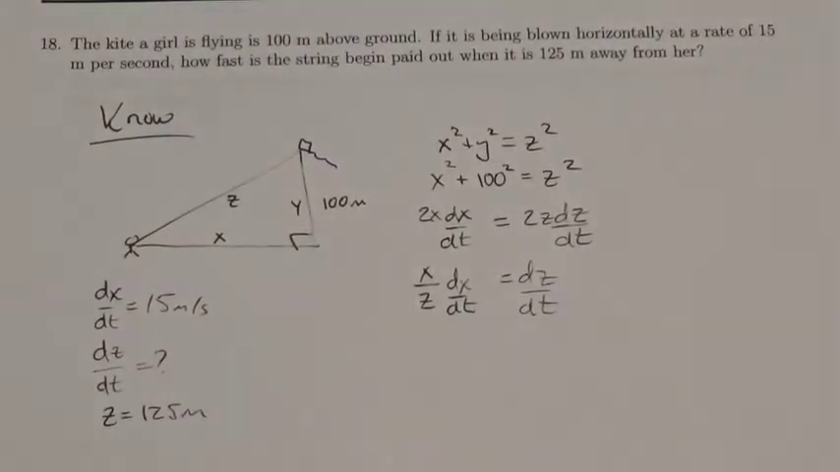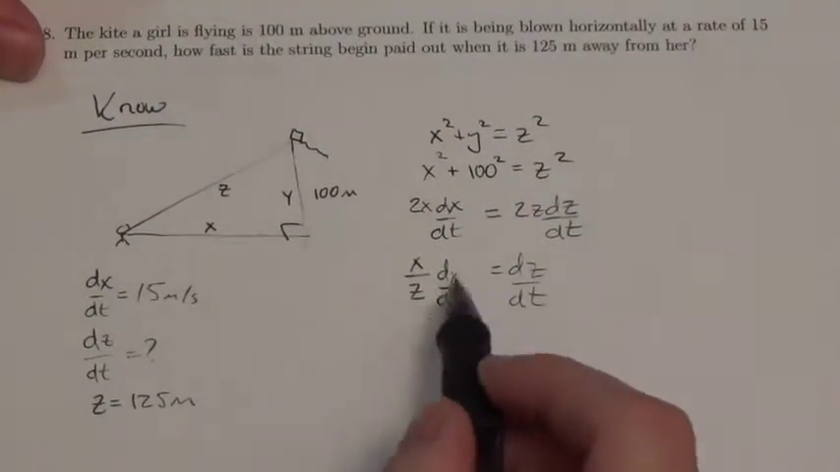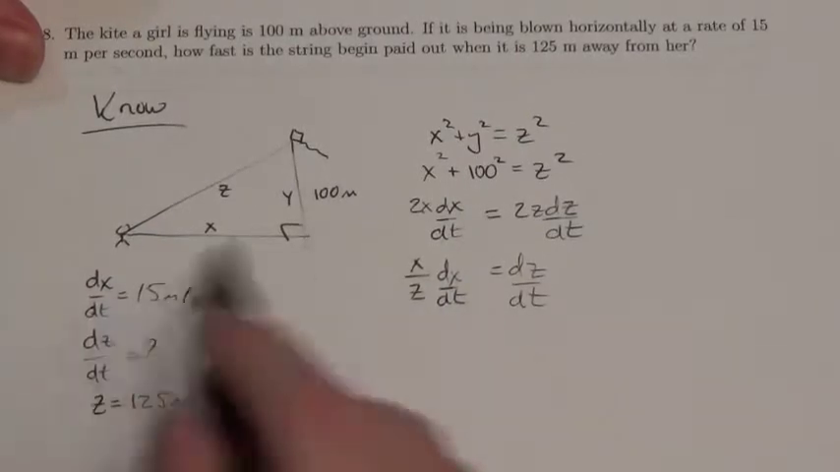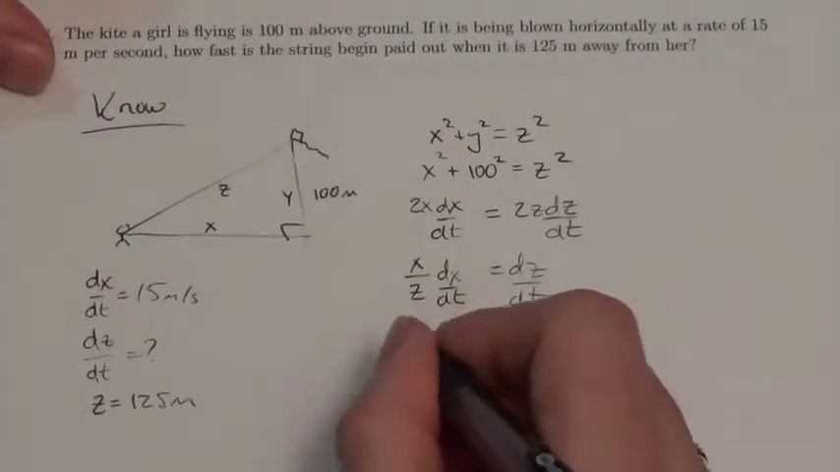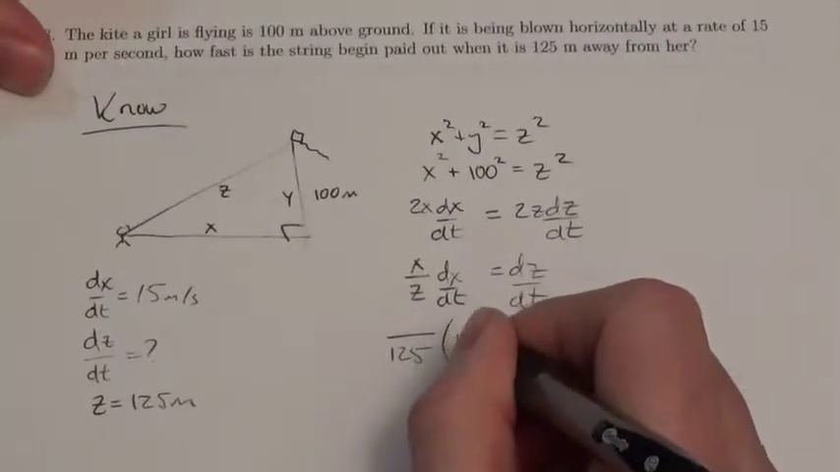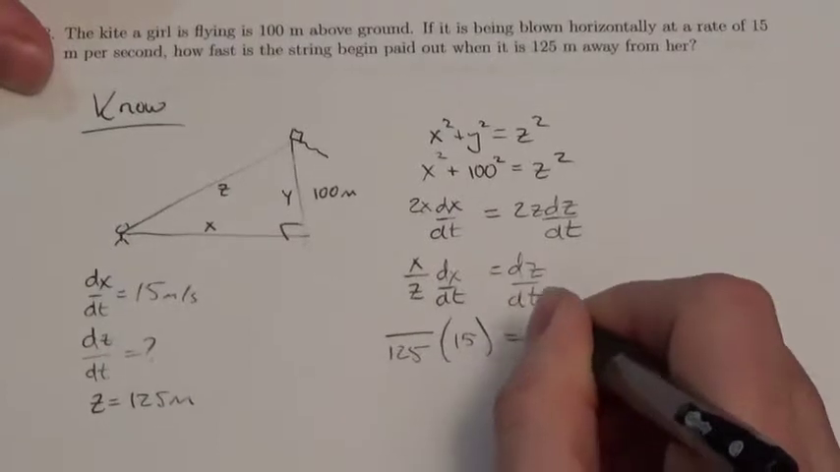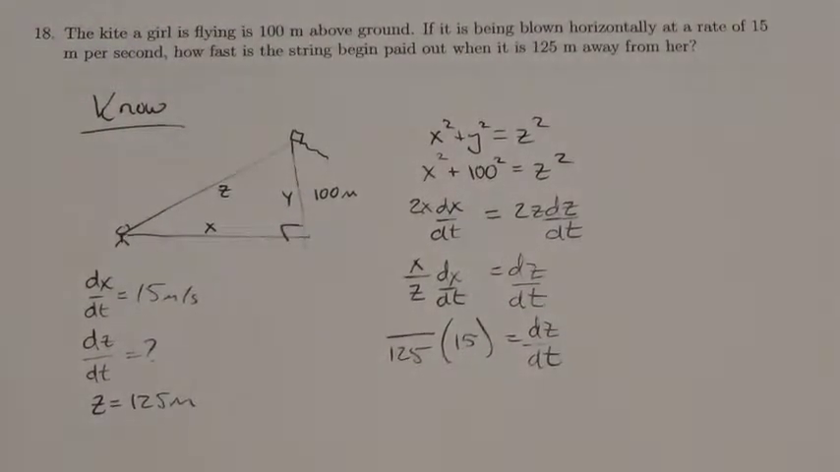Okay. Now, this is a pretty standard sort of situation here. We know, in this particular case, that dx/dt is going to be positive 15. We also know that z is 125, so we know that this is going to be over 125, and then this is going to be multiplied by 15. But again, and we've seen this before, what we don't know is one of the sides of the triangle at that particular point here. But that's okay, because we have the Pythagorean Theorem.